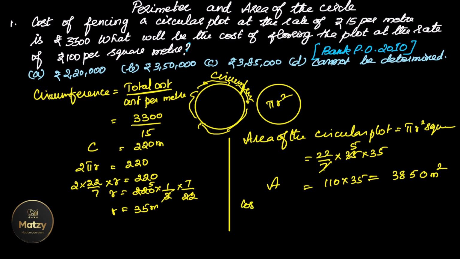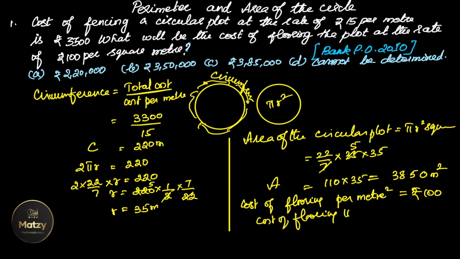Cost of flooring per square meter is equal to rupees 100. So the cost of flooring the plot is equal to 3,850 into 100, that is 3,85,000. So which is the correct option? The correct option is option C.